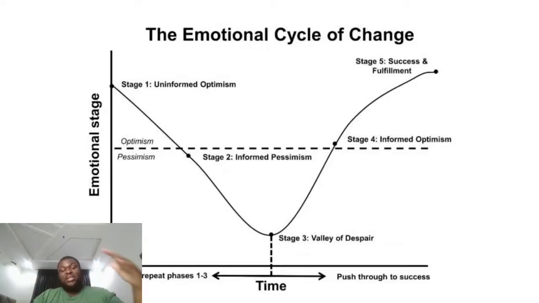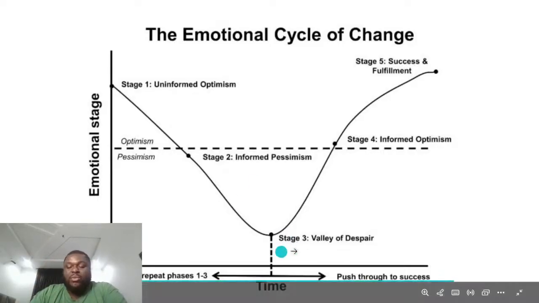Okay. That's stage 1. Then stage 2 is when you start to learn a bit more about the business and you now have more information and you realize, wow, this is actually going to be a lot of work. This is not going to be easy, right? And at that point, you start to feel like what we call informed pessimism, right? Because you become a bit pessimistic. You start thinking, can I do this? Is this going to work for me? And then you enter stage 3, which is what we call the valley of despair, okay?